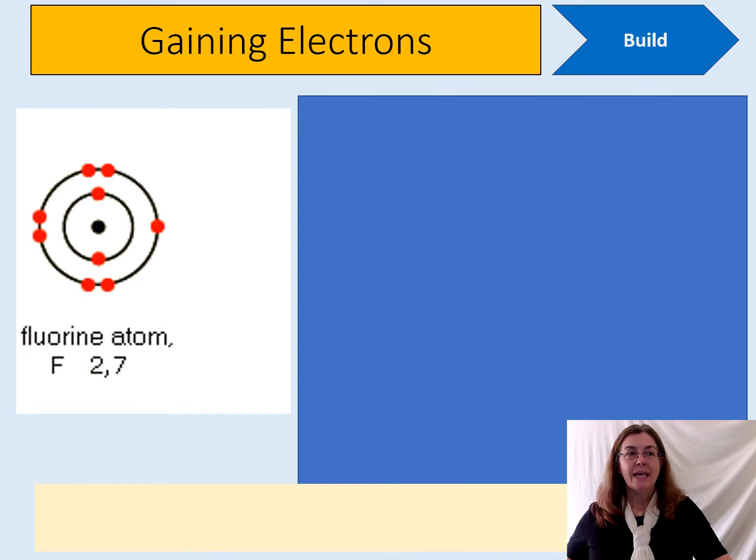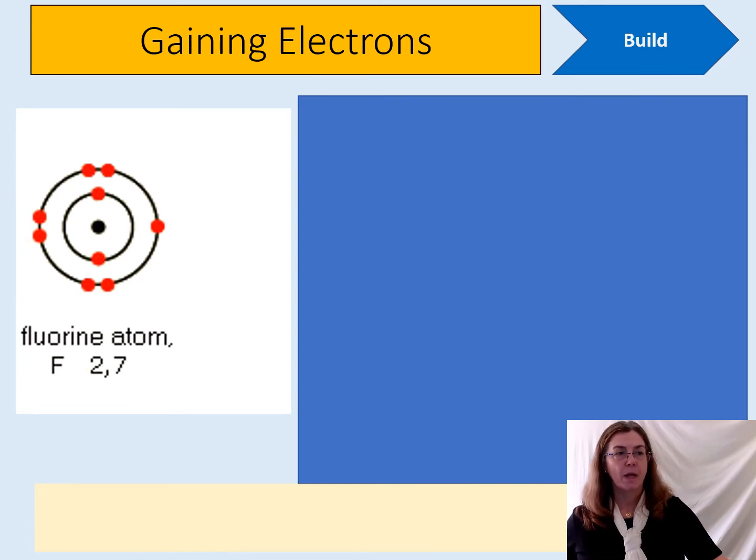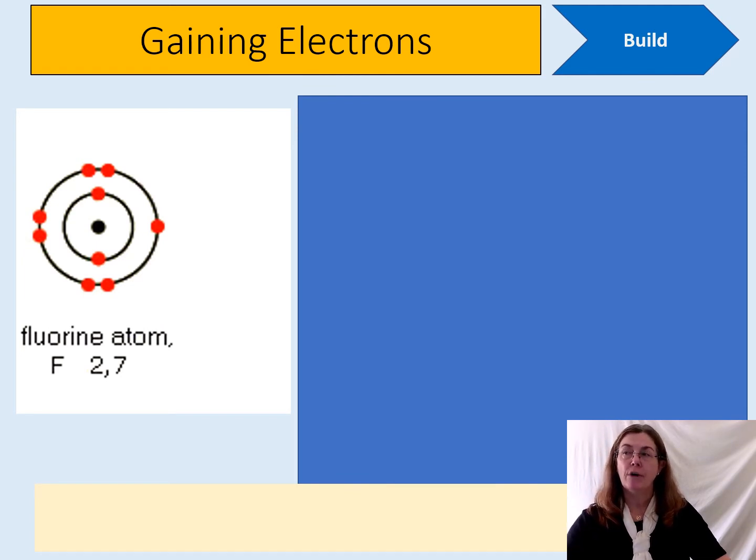Okay, so here we've got fluorine gaining electrons. So what happens to non-metals? So group 5, 6 and 7. Well, they will gain electrons. They're non-metals, they gain electrons.